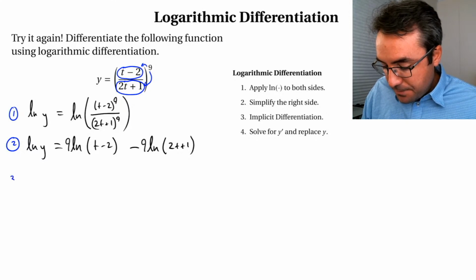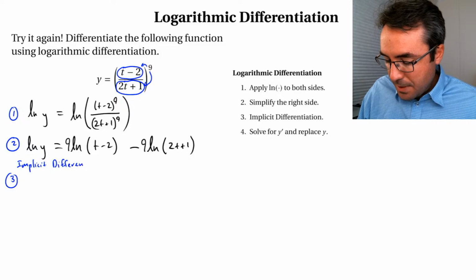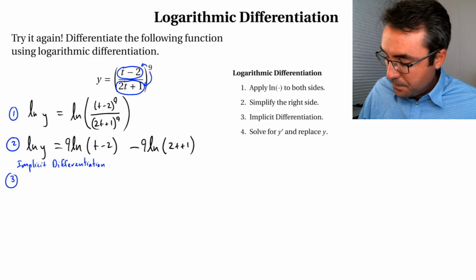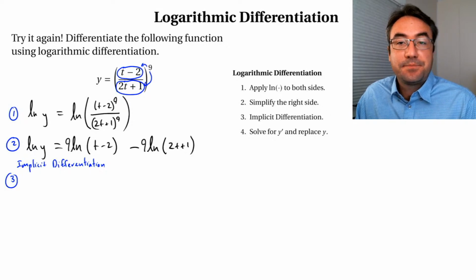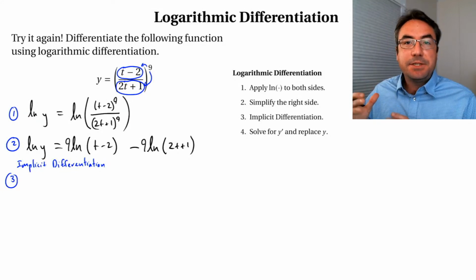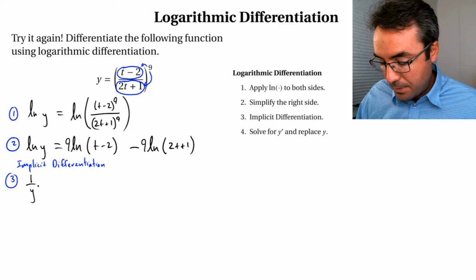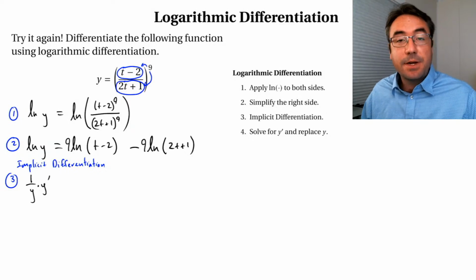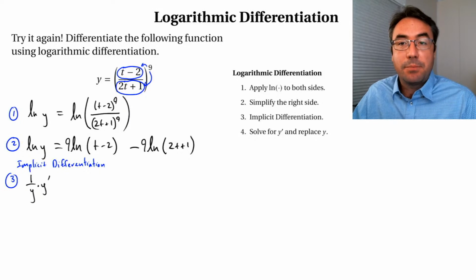And now in step 3, this is where we do implicit differentiation. And most of that is on the left-hand side. So on the left-hand side, we have natural log of y. So there we see a y term. So we're going to differentiate it like usual. So 1 over y. And then we'll multiply that result because we're differentiating a y term. We differentiate like usual. So derivative of natural log of y is 1 over y. And then we multiply that result by y prime.